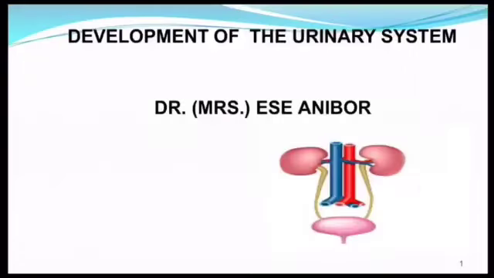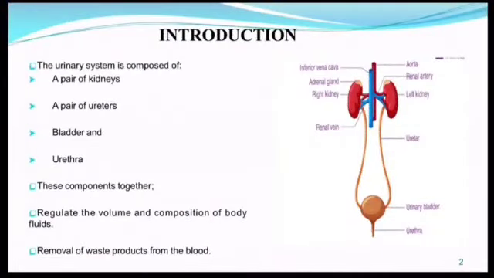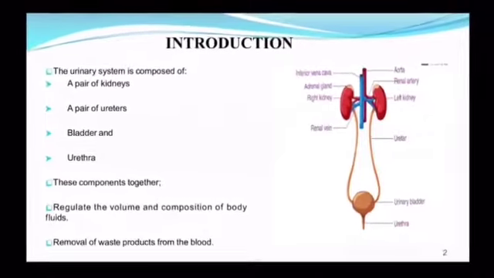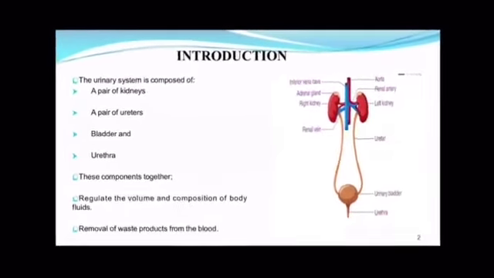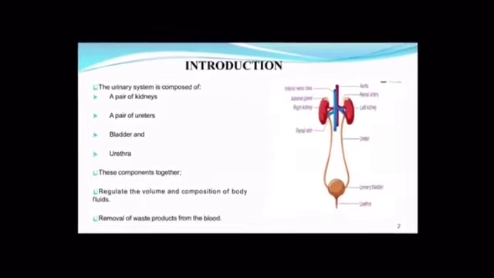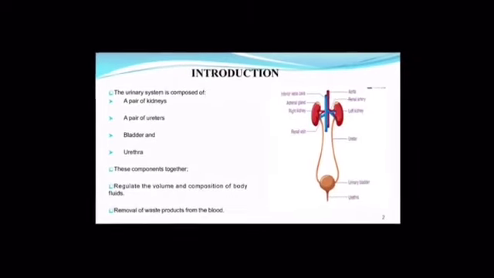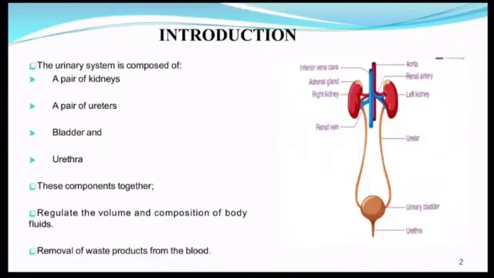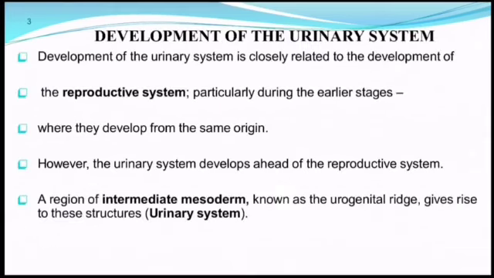Today we will be looking at the development of the urinary system. So the urinary system is composed of a pair of kidneys, a pair of ureters, bladder and the urethra. These components together regulate the volume and composition of body fluids and also remove waste from the blood.